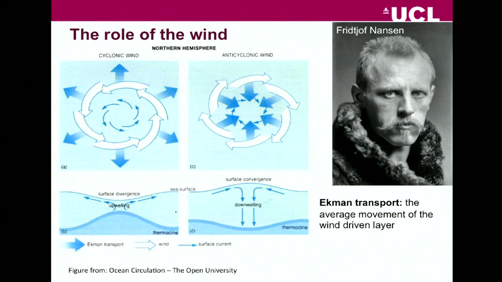So the average movement of that wind-driven layer is known as the Ekman transport of water. And so you can see in this situation here where we've got anticyclonic circulation, so that's winds blowing around in a clockwise direction, you've got the water converging into the center of that anticyclone, and that's making the water pile up, and that changes the sea surface height. So that's that sea surface height here, and that's something we can measure using our satellites. On the other side, when you've got a more cyclonic circulation system, you've got the opposite thing happening. You've got the sea surface height lowering in the center and then raising at the edges.